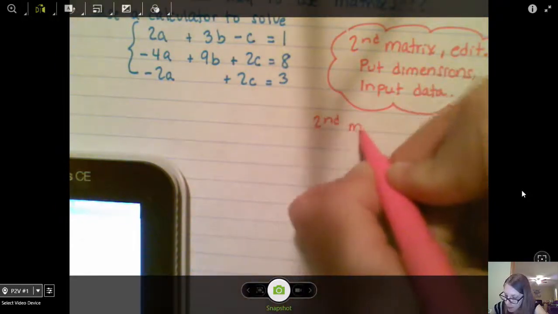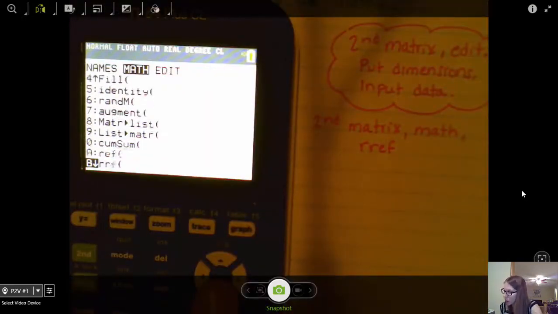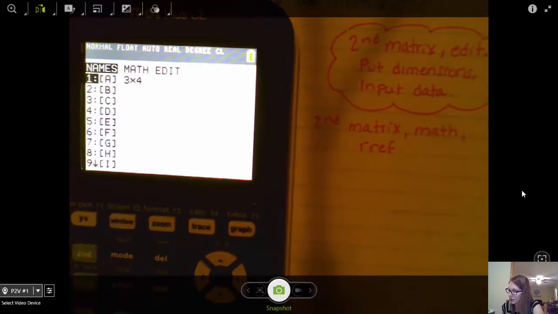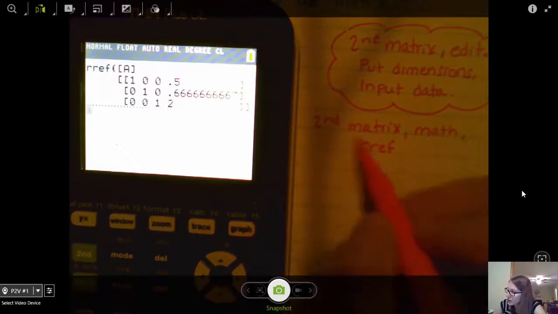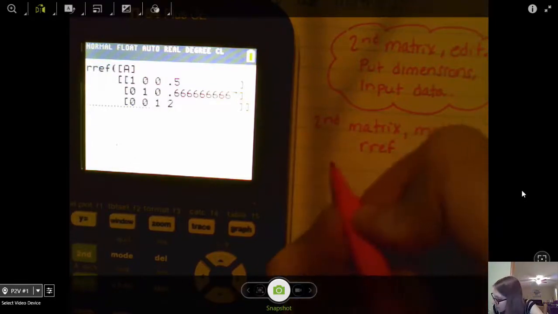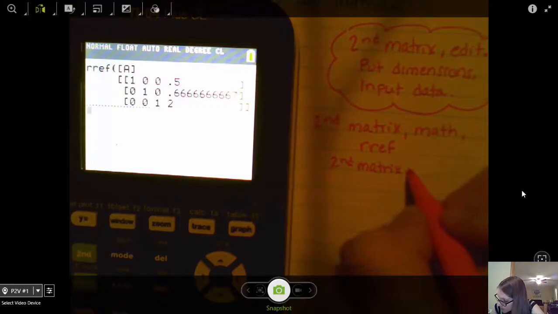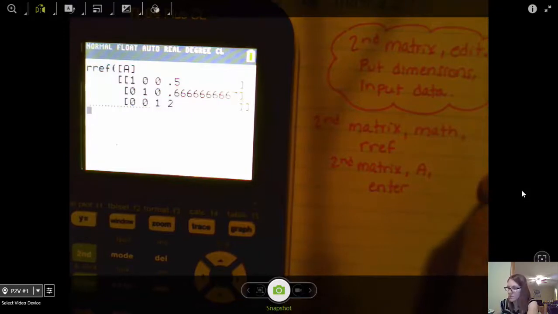We are going to go back on our calculator to second matrix, math. And if we scroll down a little ways, we will find our ref, row reduced echelon form. So we hit enter, and then we have to put our matrix in. So back to second matrix. Matrix A is here. Hit enter. So again, second matrix math, ref. Second matrix A, and then enter.